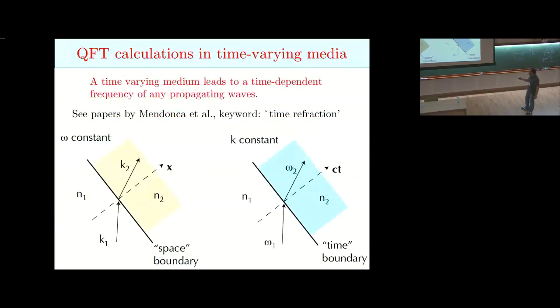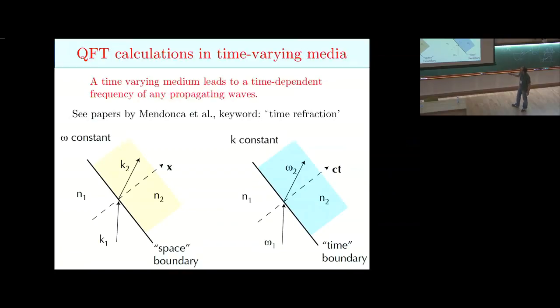Okay, so let's start off with showing that a time-varying medium leads to time-dependent frequency or time-dependent energy. I'm talking about optics, so I'll just focus again on photons. So this is the normal case that we're all familiar with. I have a spatial boundary, so I'm showing space here, and this is vacuum, this is air, and this is a piece of glass. We all know that when you transition, the beam comes in with a certain k vector k1 and frequency omega. Inside the medium, its k vector will change, it will be refracted, going to an angle, but the omega stays constant.